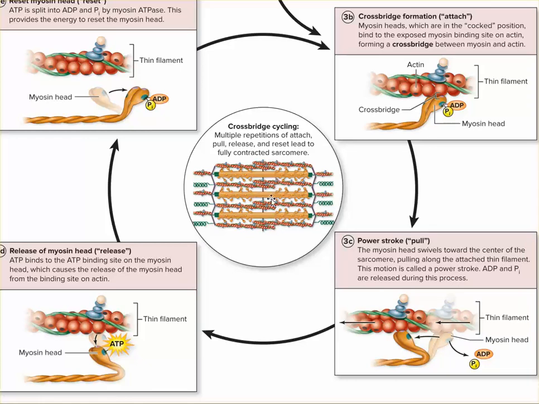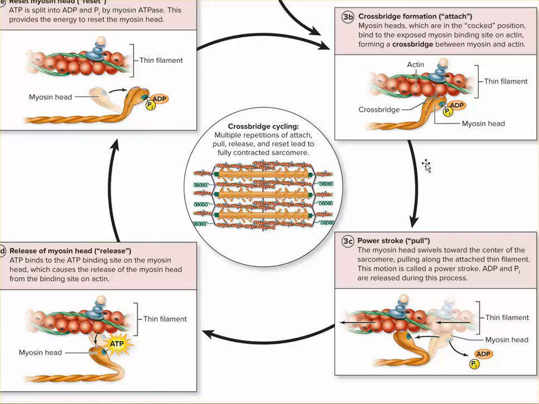This is quite a dramatic one. The H zone is virtually gone, and the I band is virtually gone. And so what we end up doing is we've pulled this Z disc and this Z disc closer together because we've pulled on the thin filaments. The A band stays the exact same length, because it's the thick filaments.